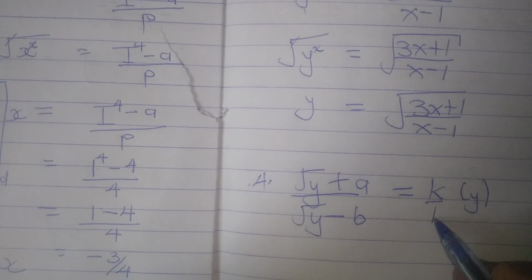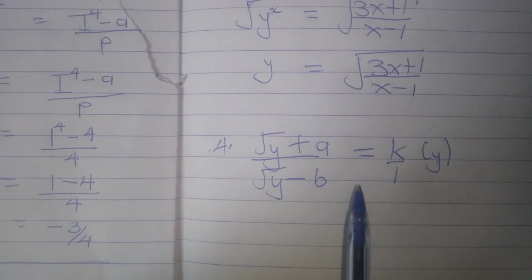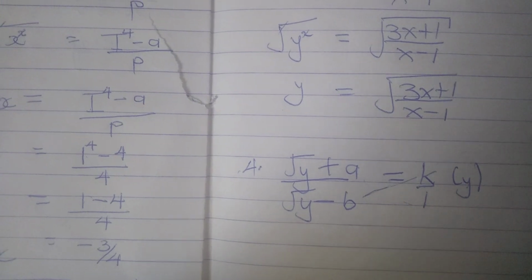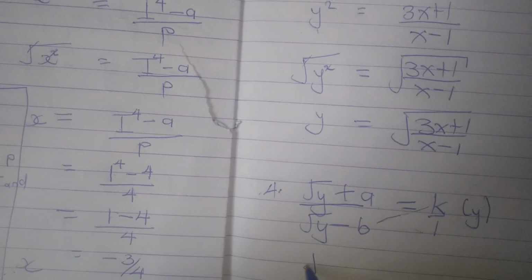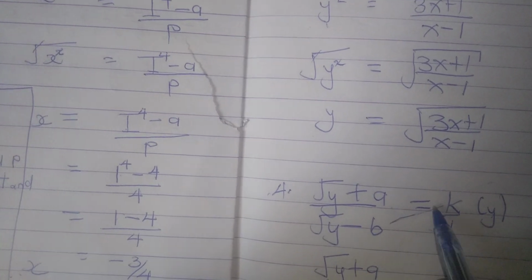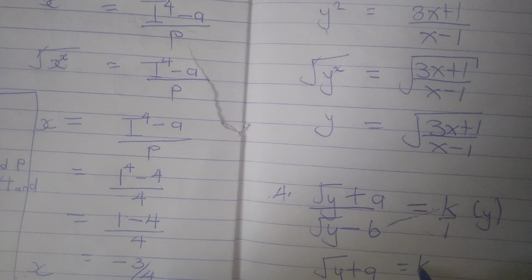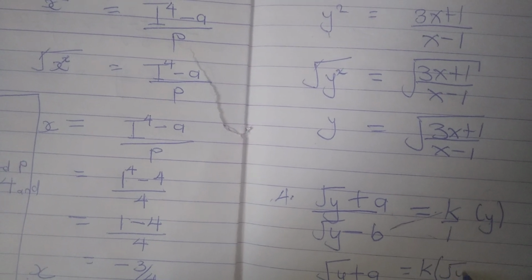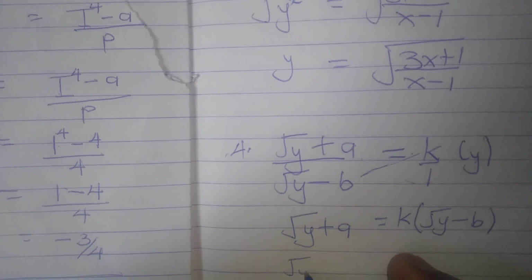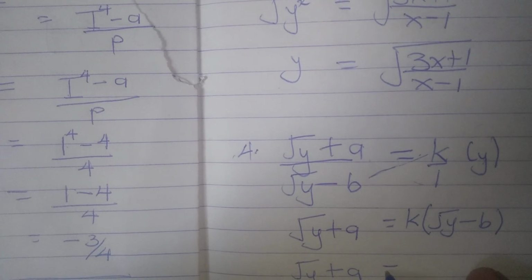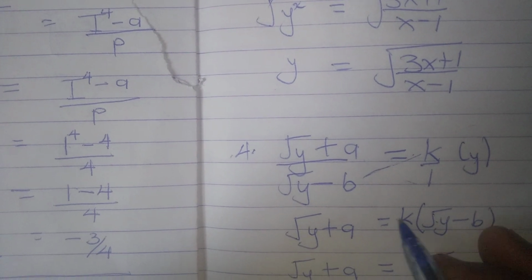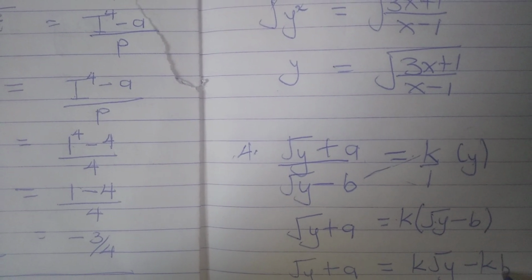Simply, the first step here will be a cross multiplication. This multiplied by this, multiplied by that. So 1 times that will remain the way it is, root of y plus a. So this times this will become k into root y minus kb. So root of y plus a equals this times this, that is k root of y minus kb.